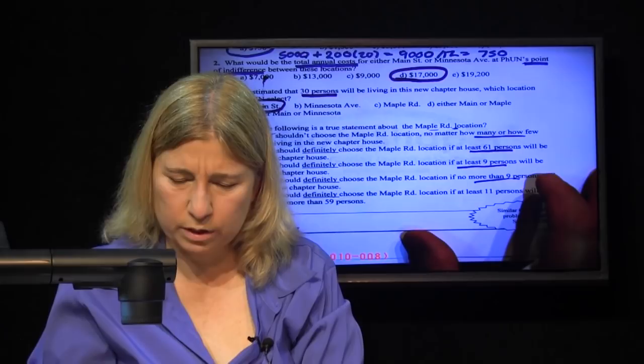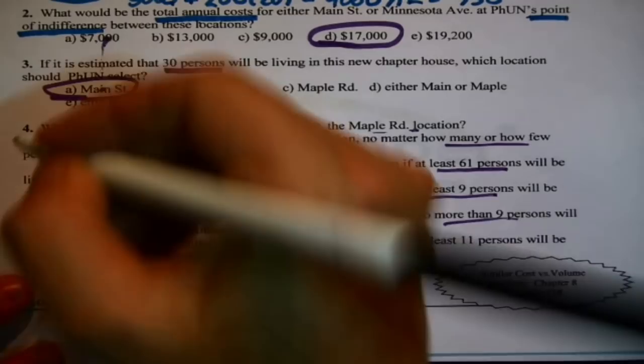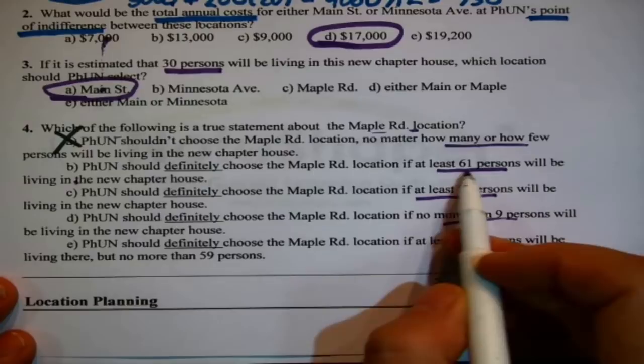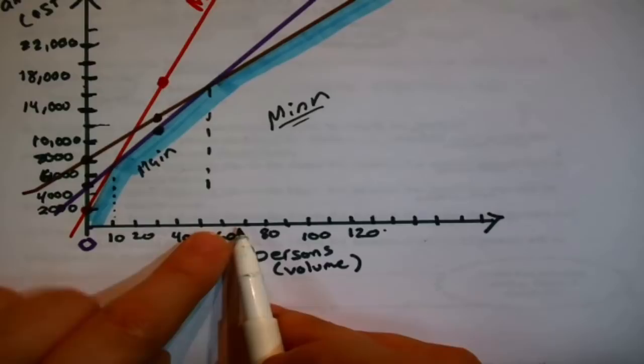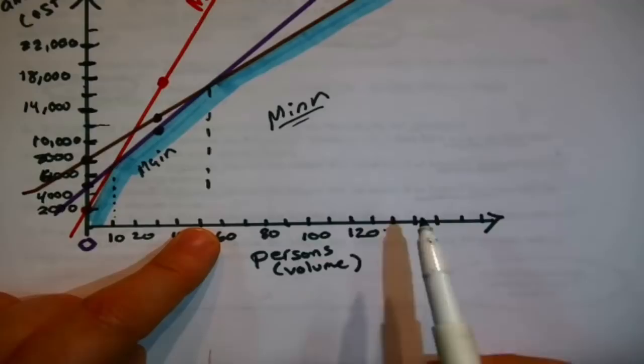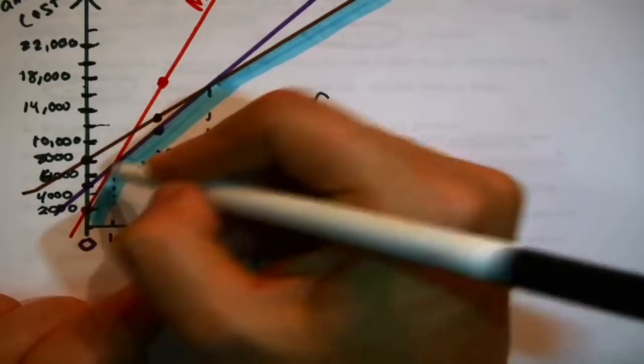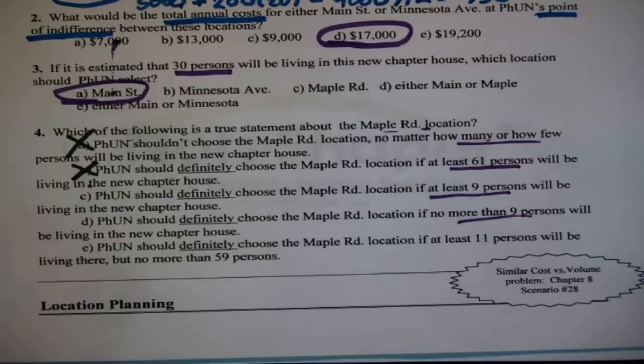If you know how to interpret the graph, actually we can get away with not doing that, because the first option says Funds should choose Maple Road no matter how many or how few. I can kick that out because I can see that there is something for really small numbers where you would prefer Maple, so that can't be true. Next: Funds should definitely choose Maple Road if at least 61 people will be living in the chapter house. Now, I wouldn't trust my number line exactly because it's free-handed, but nonetheless, at least 61 is 61, 120, 500. I mean, all these things fit that description. And wait a minute, you definitely are not near the Maple Road preferable zone. You can kick that out, that's nonsense. You'd want to be at Minnesota Avenue for big numbers.